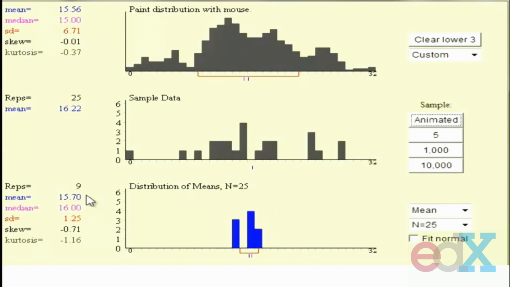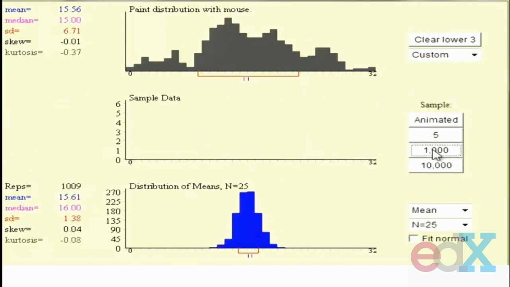Okay. Now, we could keep on doing this, but let's just do it 1,000 times. So here we go, 1,000 times. And now the mean of the means is 15.61, as opposed to 15.56, which is the mean of the population. Let's do it another 10,000 times. Okay, and now the mean of the means is 15.57. We're getting about as close to the mean of the population as we're going to get.